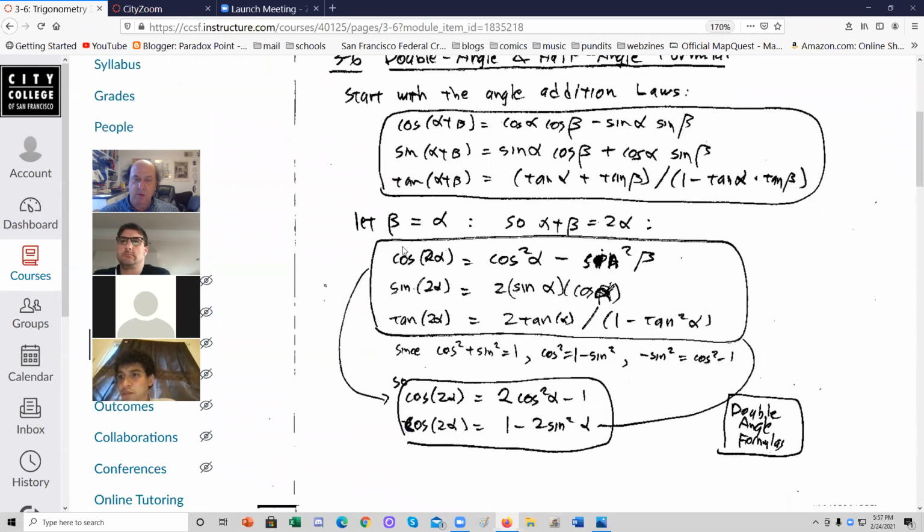Now this rule here, we can change a little bit because of the Pythagorean relation. Cos squared plus sine squared equals 1. Therefore, this cos squared we can write as 1 minus sine squared. And so this becomes 1 minus 2 sine squared alpha. And negative sine squared is cos squared minus 1. So we rewrite that and get 2 cos squared alpha minus 1. So this is the double angle formula for cosine. Here it is for sine, here it is for tangent.